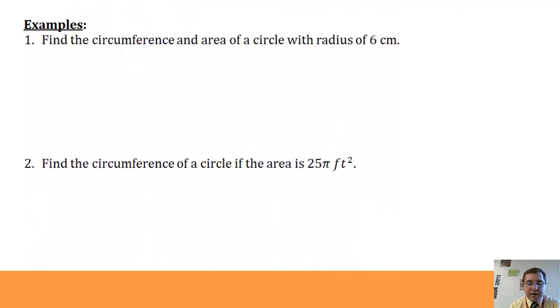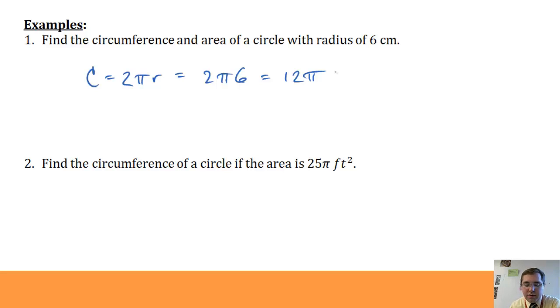Here are some examples of how to use circumference and area. Find the circumference and area of a circle with a radius of 6 centimeters. So the circumference equals 2 times pi times the radius. So here that's 2 times pi times 6, which is 12 pi. We're going to leave pi in our answers. We're not going to go to a decimal. We're not going to go to our calculator. We're going to leave pi in there because that is an exact value.